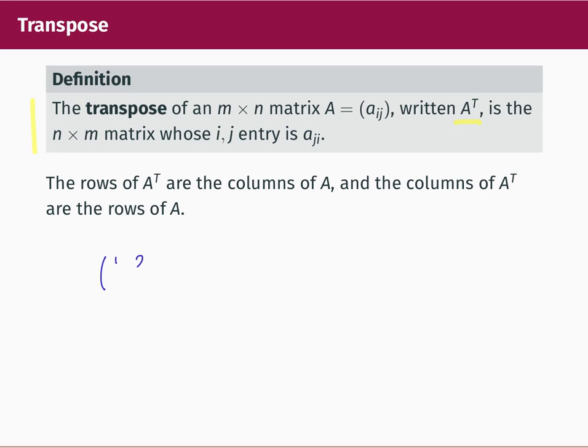Here is my matrix A. Okay, what's the transpose? What is A transpose? Pause the video and work it out. Okay, I'm sure you did that. A is 2 by 3, 2 rows and 3 columns, so A transpose should be 3 by 2. So it should look like this.